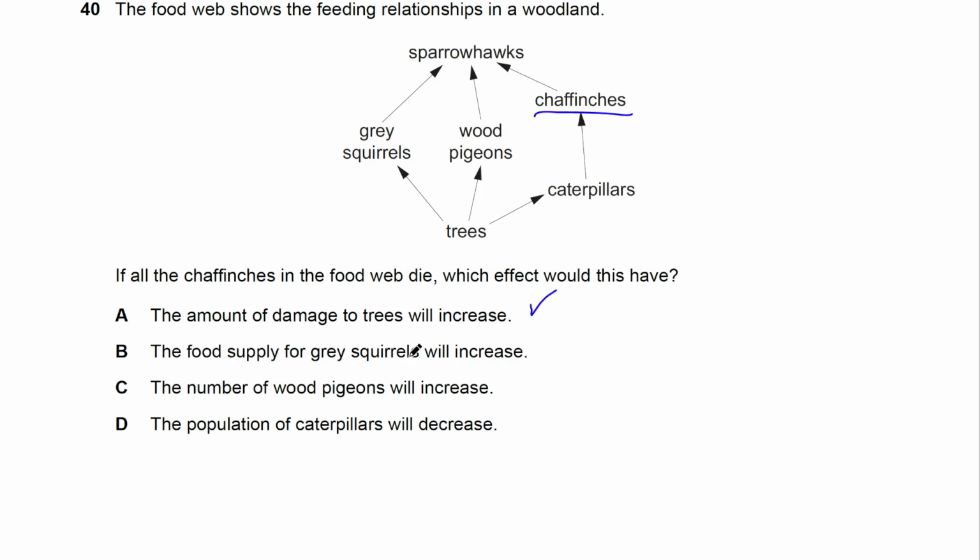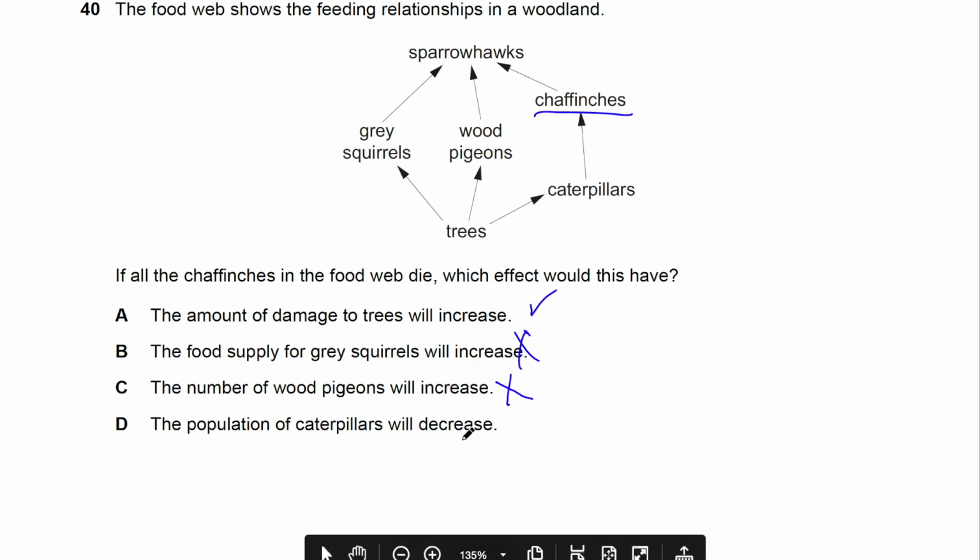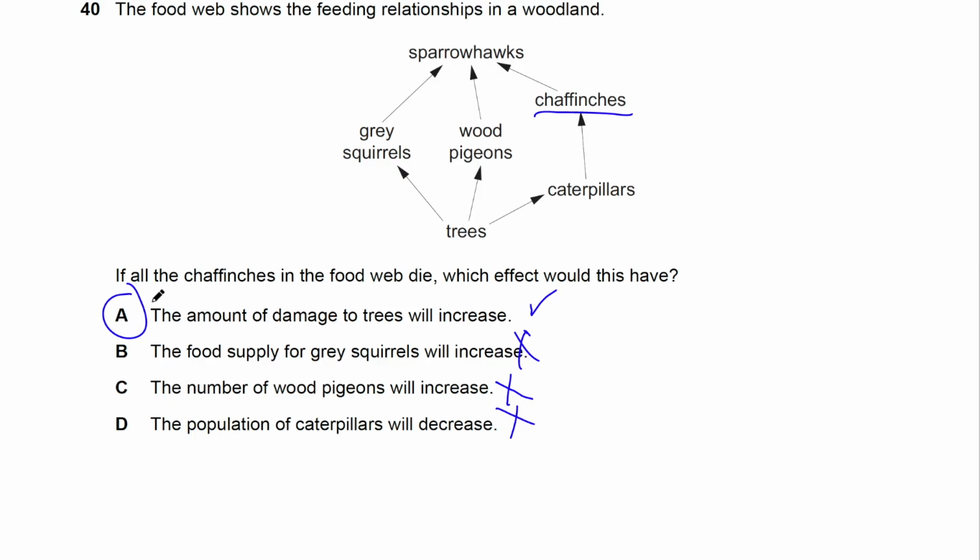The food supply for a gray squirrel will increase. This is a gray squirrel. The food supply for them is trees, no. The damage will increase, no, so B is wrong. C, the number of wood pigeons will increase. Come on, it will be affected because the damage to trees will increase. That means they will not find enough to eat as a population. Now D, the population of caterpillars will decrease. No, as I mentioned, it will increase because the chaffinches died. So the right answer here is what? Is A.